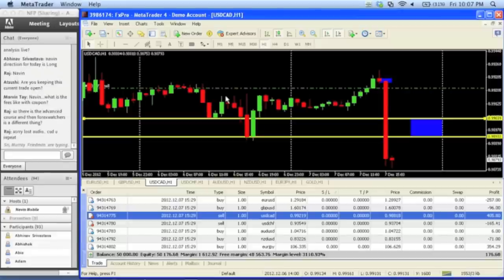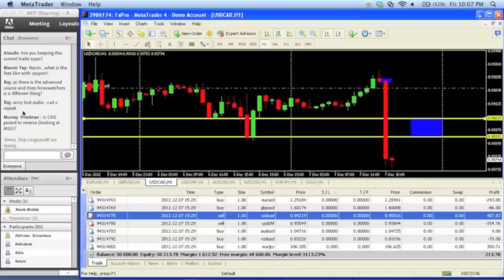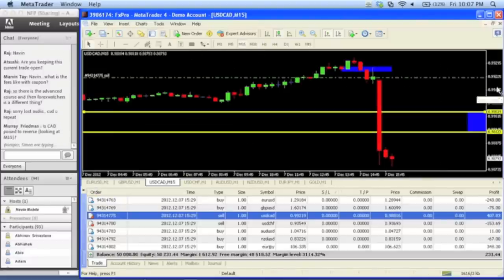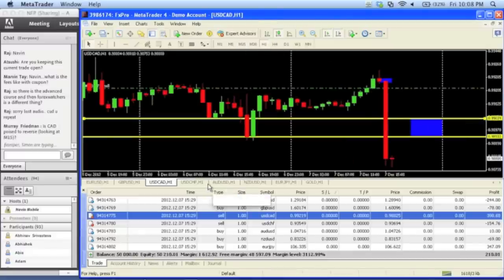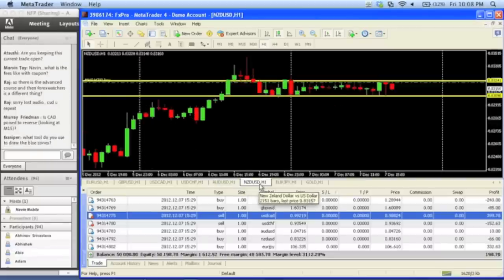Are you keeping this current trade open? Atsushi, yes, I am keeping it open. Raj, saying that Forex Watchers is the advanced course. Is CAD poised to reverse looking at 15 minutes? So far, I don't see anything yet. Things are still looking okay. Not too bad. I'm waiting for New Zealand dollar to give me a move. That's my concern. Everything else is okay.